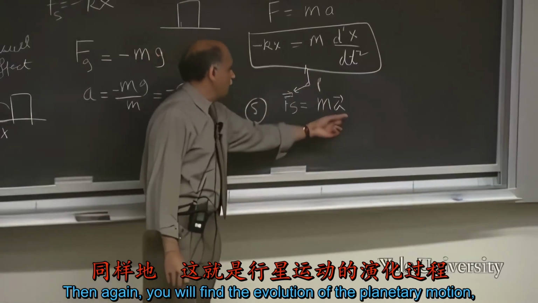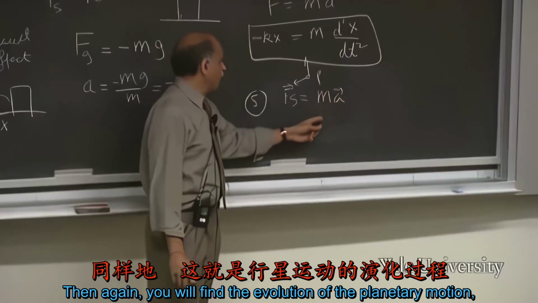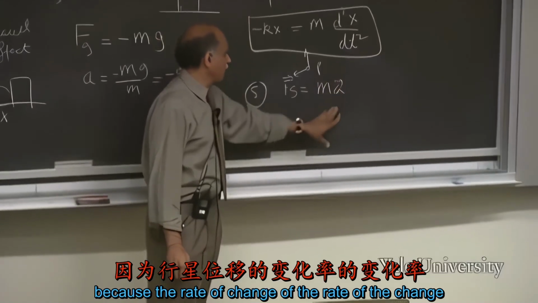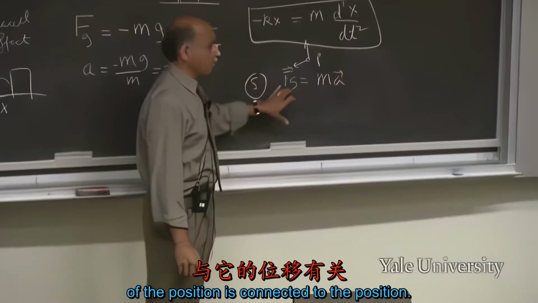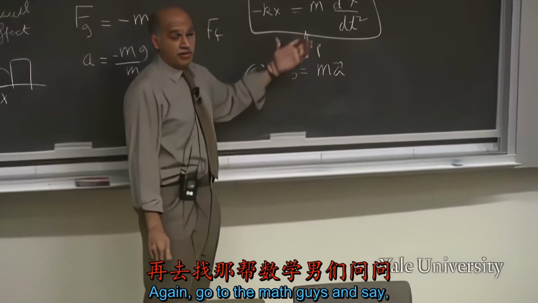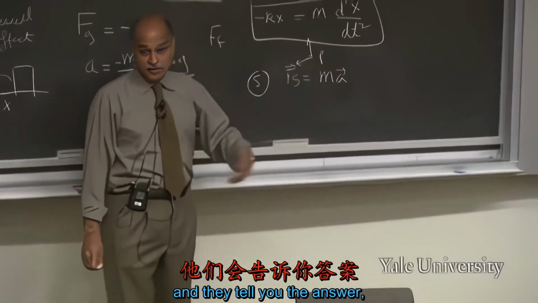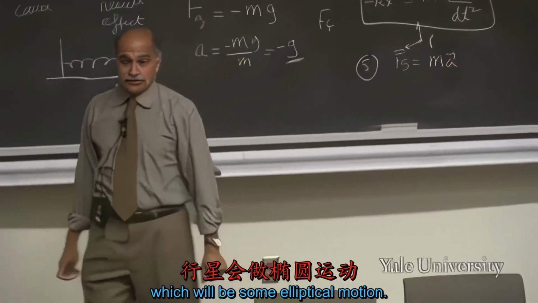Then again, you will find the evolution of the planetary motion, because the rate of change of position is connected to the position. Again, go to the math guys and say, what's the answer to that? And they tell you the answer, which will be some elliptical motion.